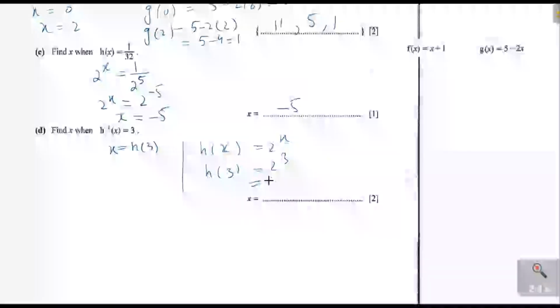Therefore, 2 power 3 is 8. We will substitute this value here. We get x equal to 8. And this is the answer.